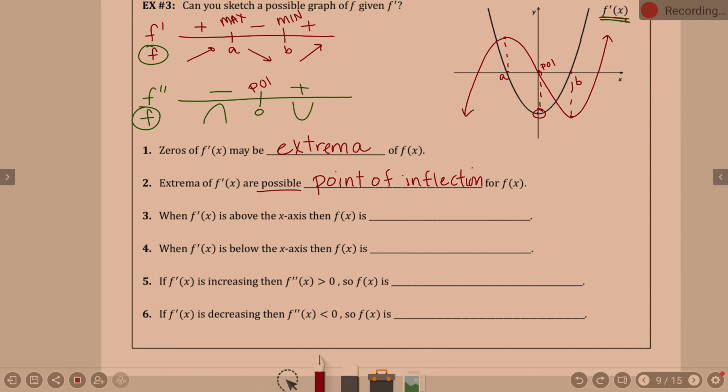When the derivative is above the x-axis, then what's the graph doing? So when this derivative was above the x-axis, my graph was increasing. Because when they say above the x-axis, we're basically saying positive, right? So what about when the derivative is below the x-axis? What's my original graph doing? Decreasing.